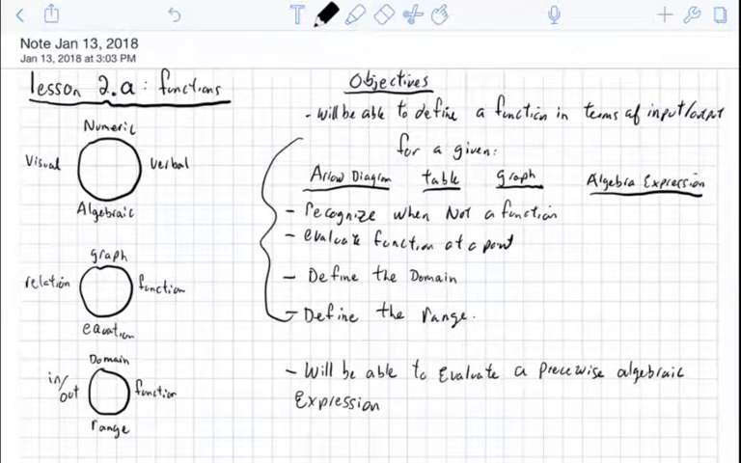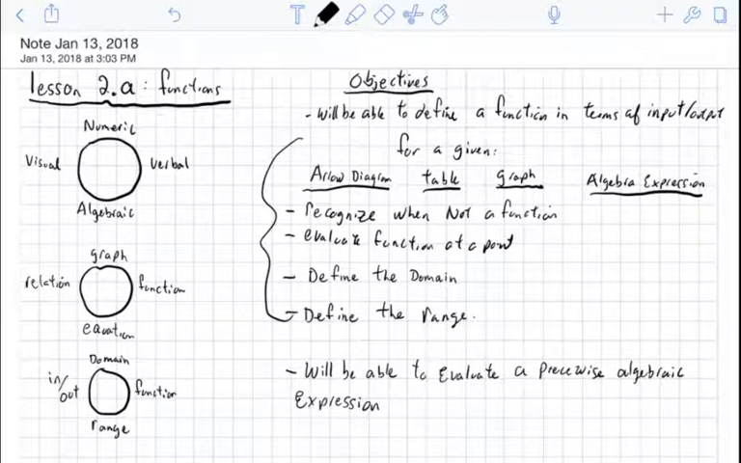For a table function, recognize when it's not a function. Evaluate a function at a point. Use the table to define the domain and define the range of the table. For a function given as a graph, I want you to tell me when it's not a function. What would make it a function or not a function? I want you to be able to evaluate it at a point, and to define the domain and the range.